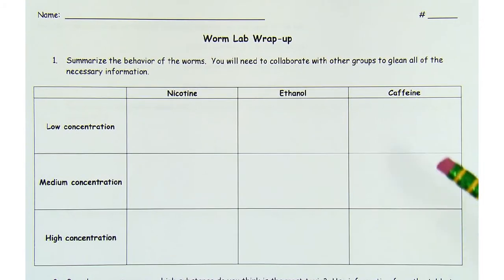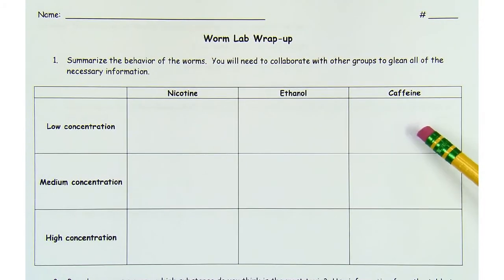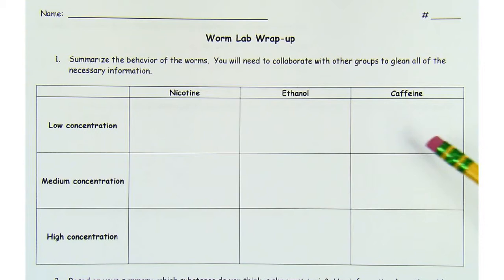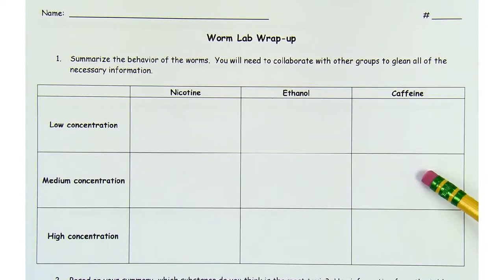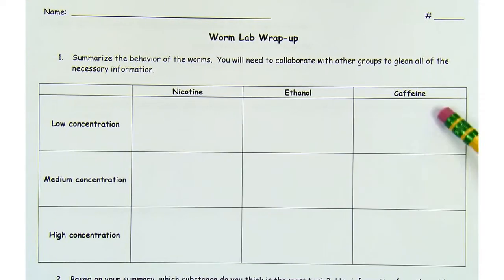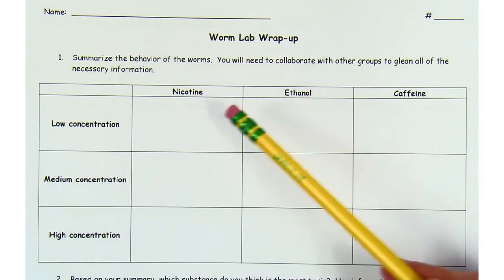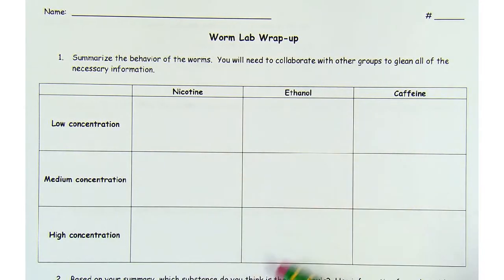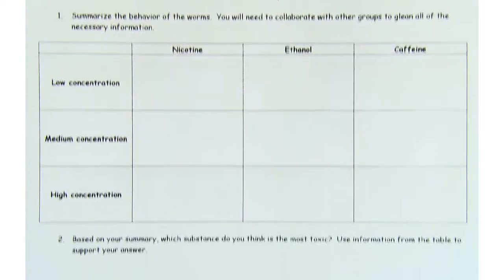So if yours was caffeine, the low concentration that was cup 1, what did the worms do? Summarize. Cup 2 was the medium and cup 3 was the high concentration. Summarize. Then speak with your peers for the other two toxins to get the information. That's for question 1. Okay.